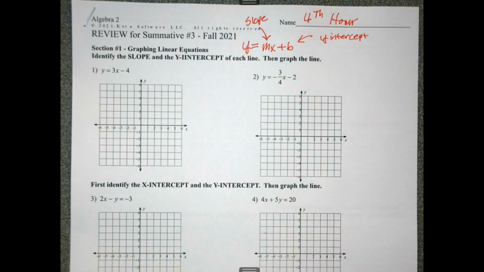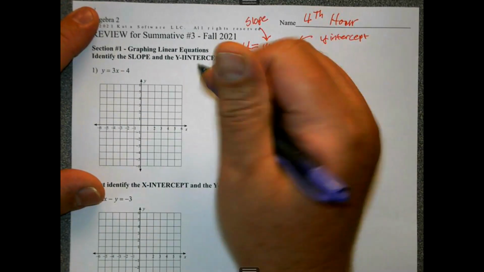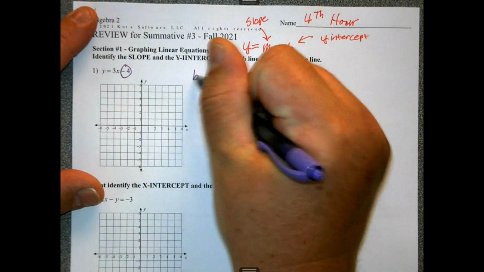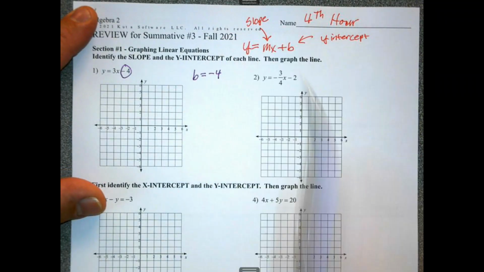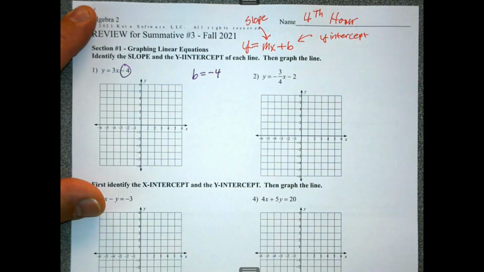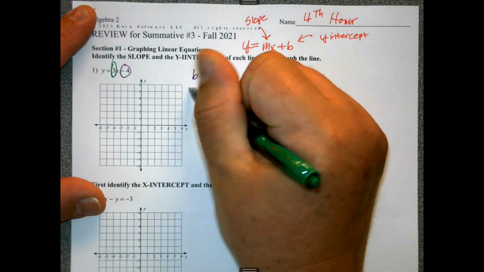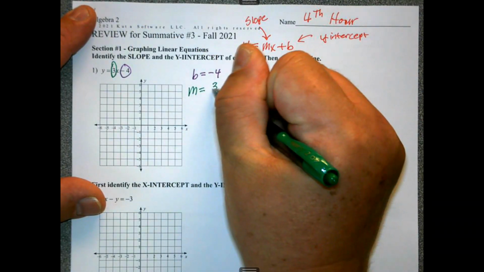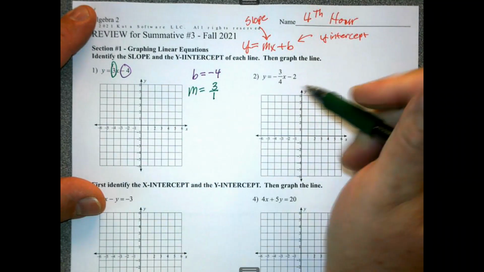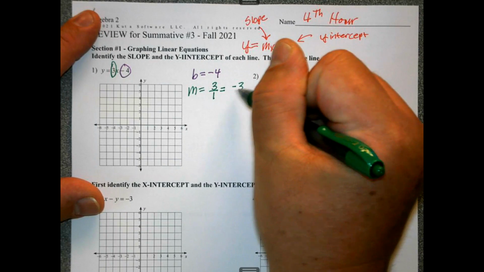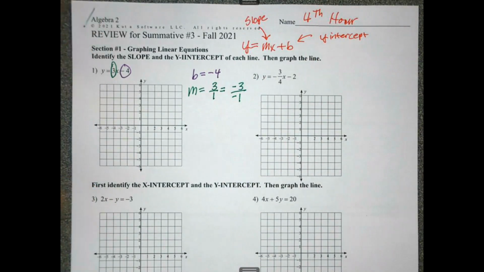Okay, number one, we are in slope-intercept form already. So my y-intercept is -4. My slope, which is the coefficient of x, is 3. Slope, we like to put in a fraction, 3 over 1, or -3 over -1. Don't know which one I'm going to need.